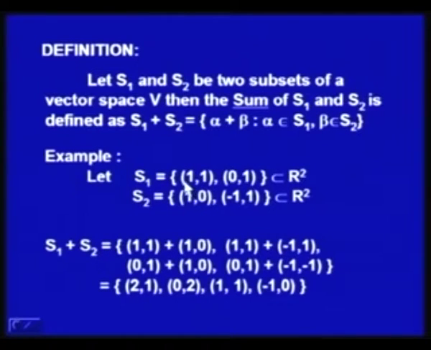So, to form a sum I have to take a vector from S1 and a vector from the set S2. So, (1, 1) from S1 and (1, 0) from S2, then (1, 1) from S1 and (-1, 1) from S2, (0, 1) from S1 and (1, 0) from S2, finally (0, 1) and (-1, 1). You simplify it, it is (2, 1), (0, 2), (1, 1) and (-1, 2). So, S1 plus S2 consists of these vectors.